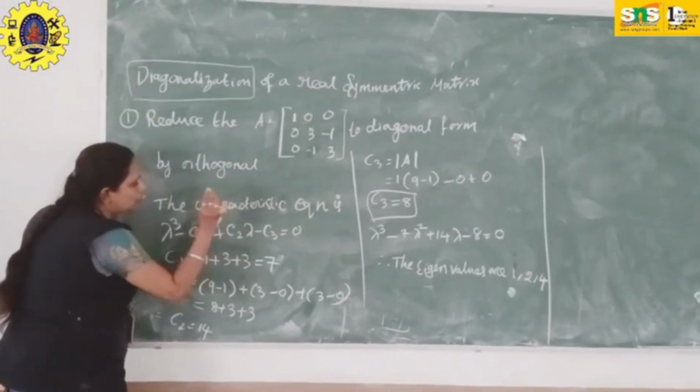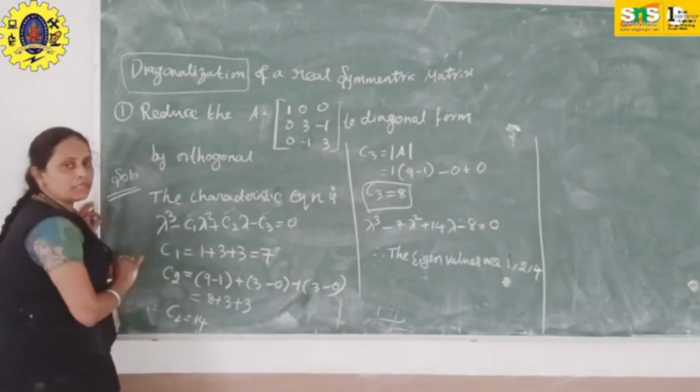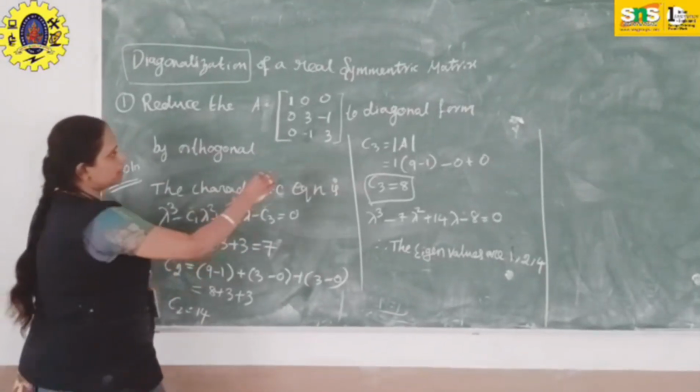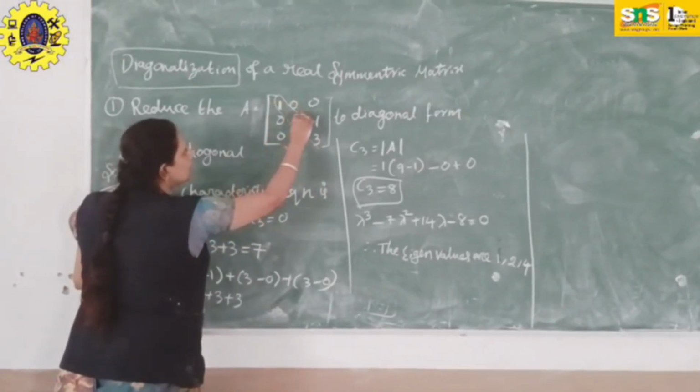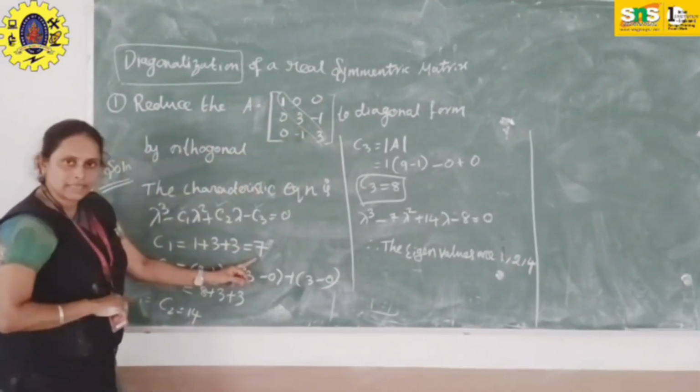Here we need to find c1, c2, and c3. C1 is the sum of the main diagonal elements. Adding all the diagonal elements, 1 plus 3 plus 3, that is 7.